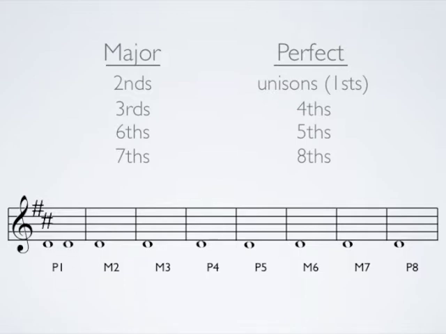We have a perfect unison, then a major second, and now for the major third, we're going to have to take into account that F sharp in the key signature. So here's our major third, our perfect fourth, perfect fifth, major sixth, and then for the major seventh, we'll have to take into account the C sharp, and then perfect octave.